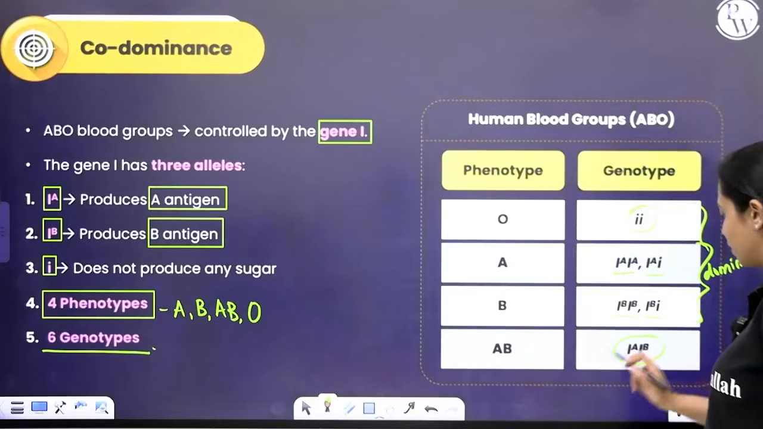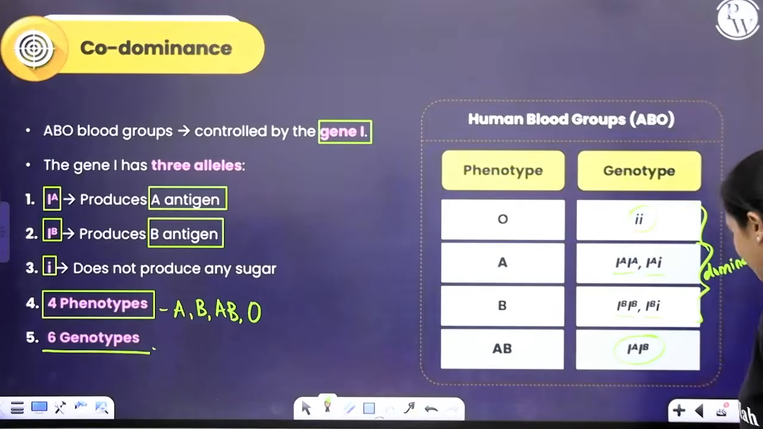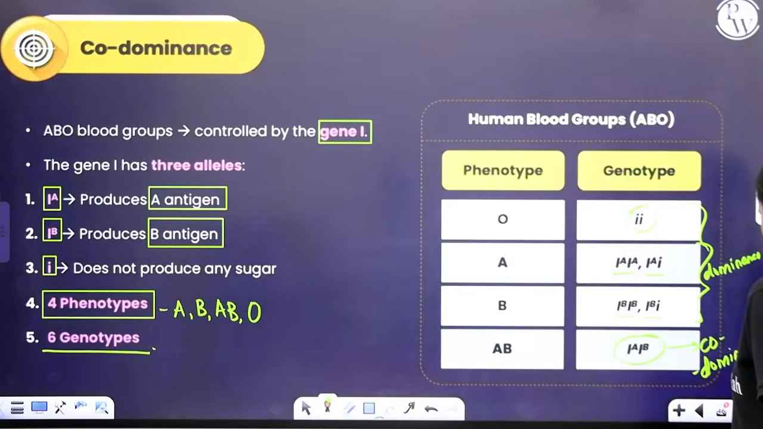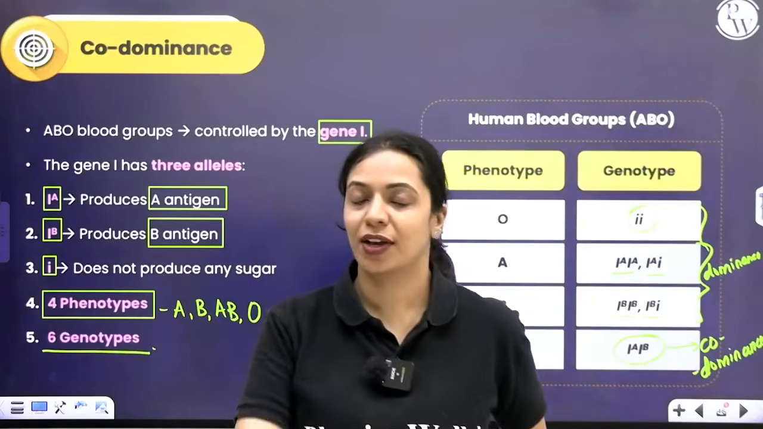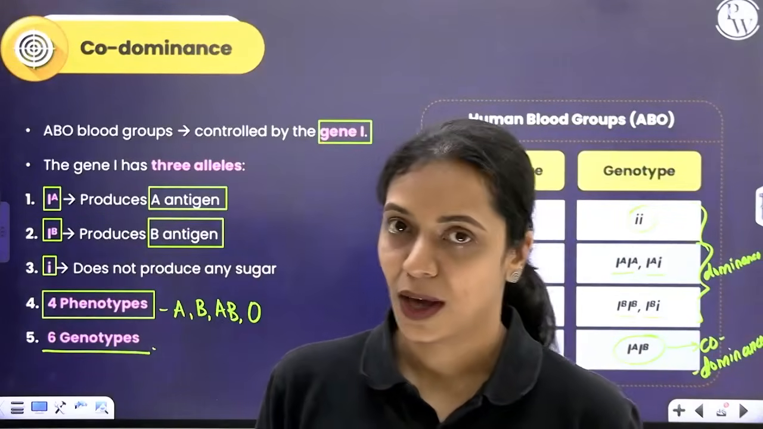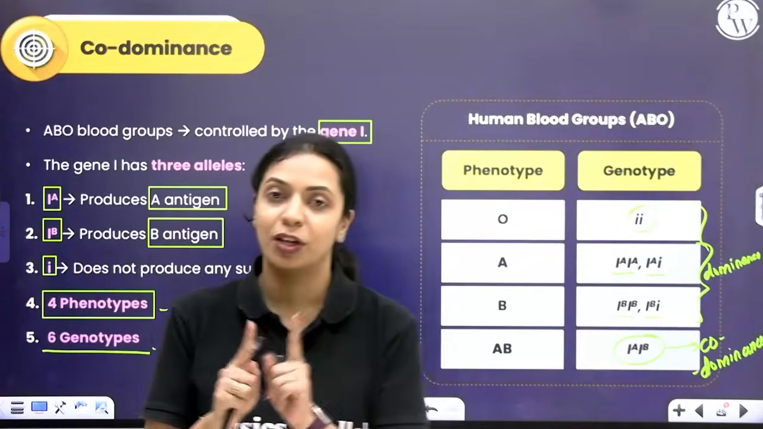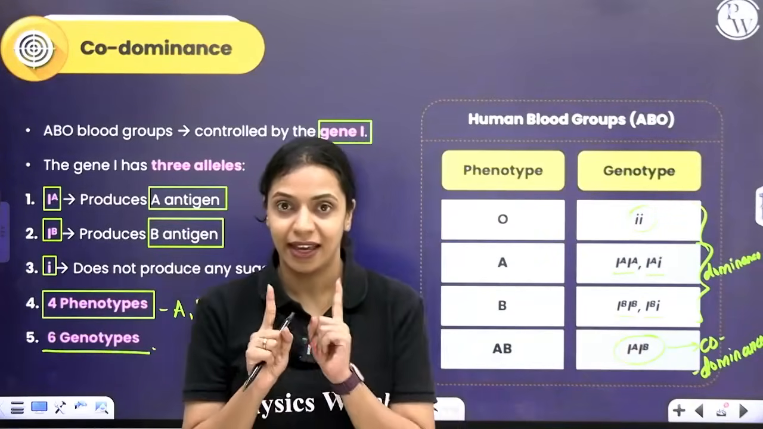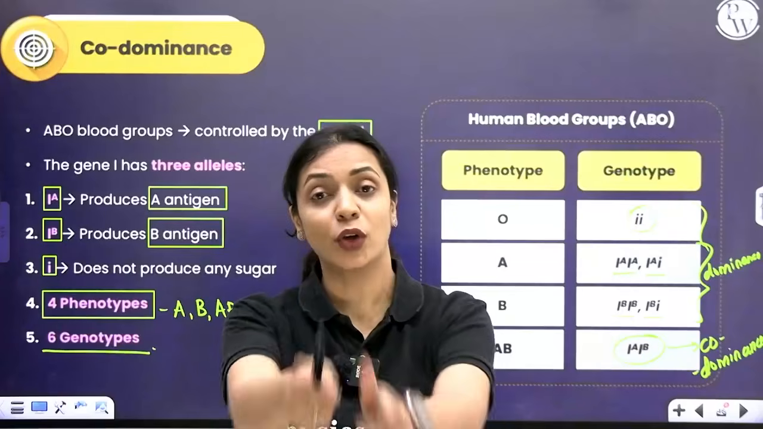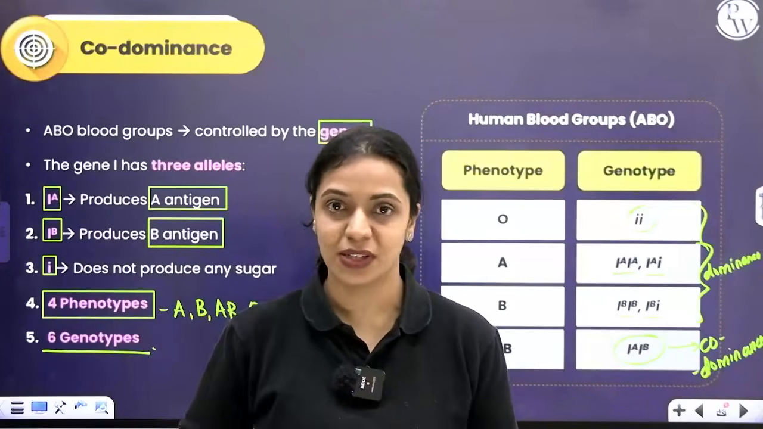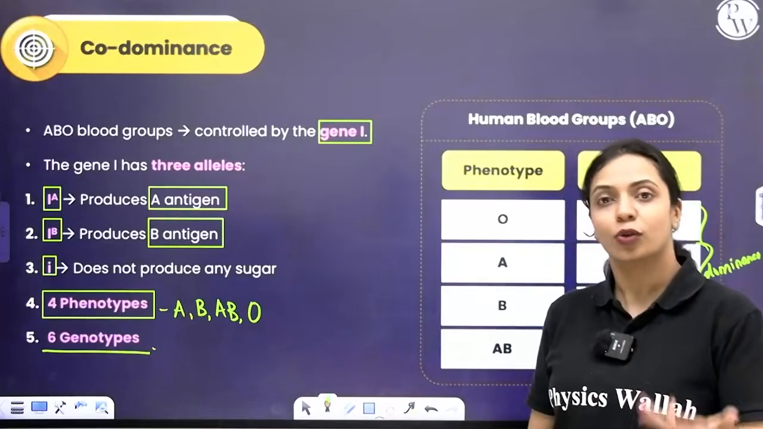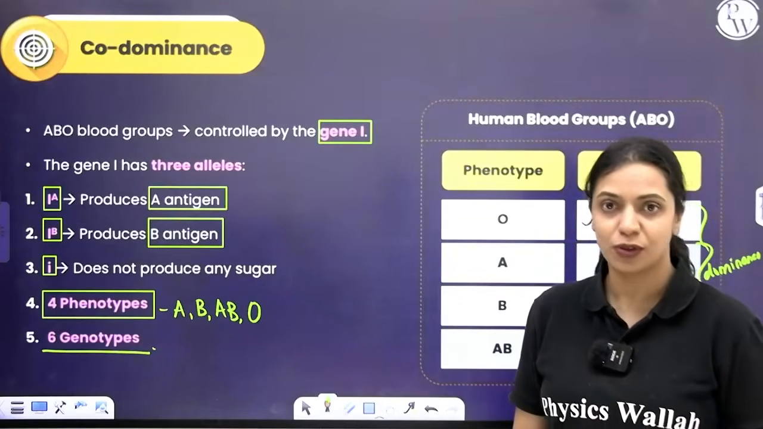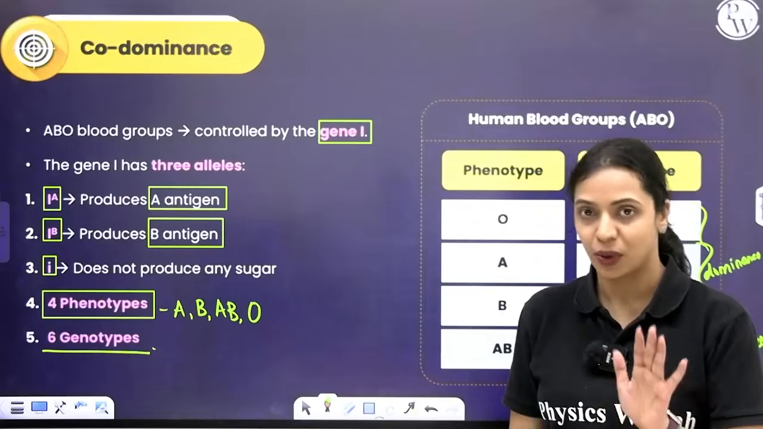Now, when it comes to AB blood group, you have IA IB. This shows codominance. I told you IA is responsible for the production of antigen A, IB is responsible for the production of antigen B. When in a dissimilar pair of alleles, both IA and IB are present together, both of them will express such that on the surface of RBCs you have A antigen as well as B antigen. When they ask you which blood group shows codominance, not all blood groups do. It's only AB blood group in which you can see codominance.